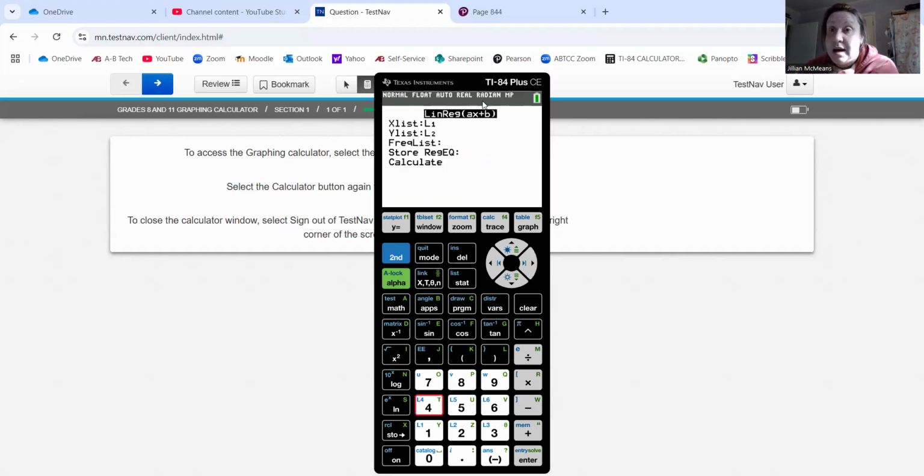My x's were in L1. My y's were in L2. So just make sure those two match and then just hit enter until this comes up. Now, let's say we go to the nearest hundredth. So we're going to go 2 decimal places.